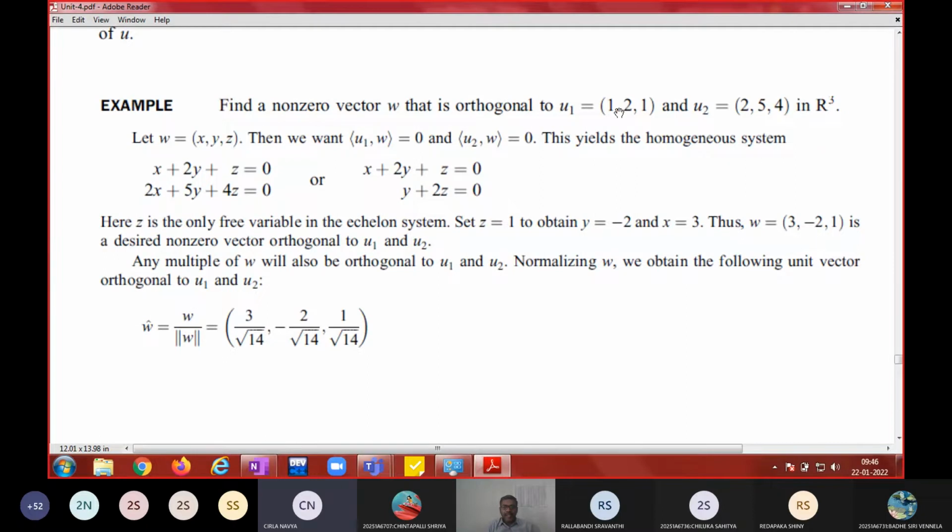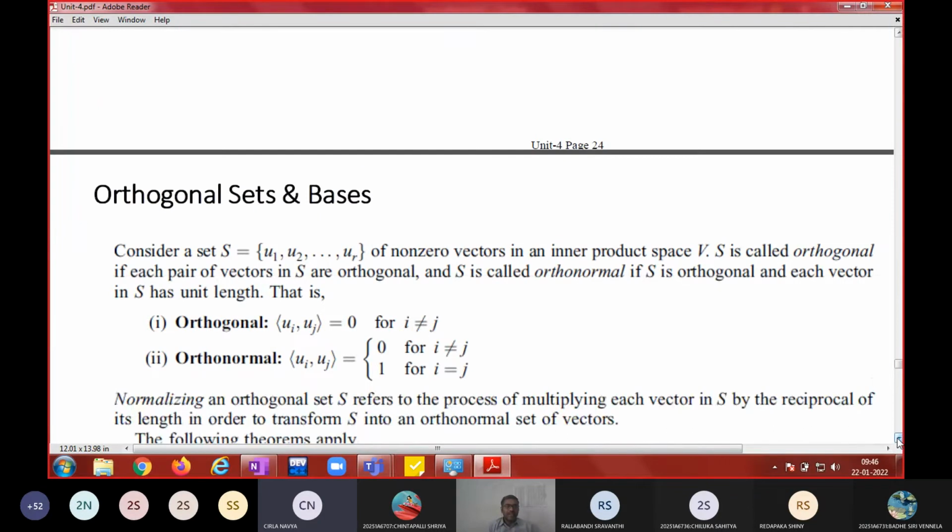You can see the dot product: 3 minus 4 plus 1, and 4 minus 4 is 0. Similarly here. And this is a vector. If you want to normalize this, then you will get an orthonormal vector. You will get a unit vector which is orthogonal to the given ones.